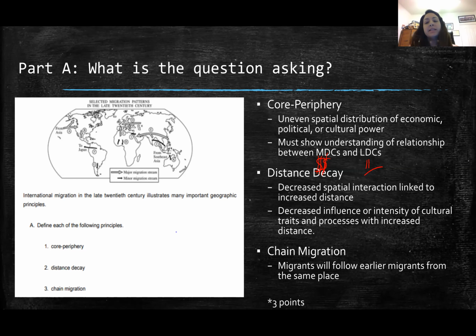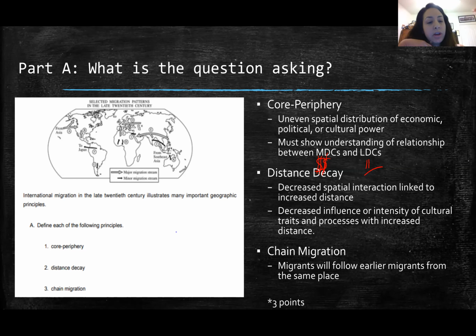Okay, so it's that decreased influence or intensity of cultural traits and processes with an increased distance. Okay, the further away you are from somebody, that love is not going to get more impactful. It's going to lessen, essentially. Okay, it's that type of principle. So distance decay.